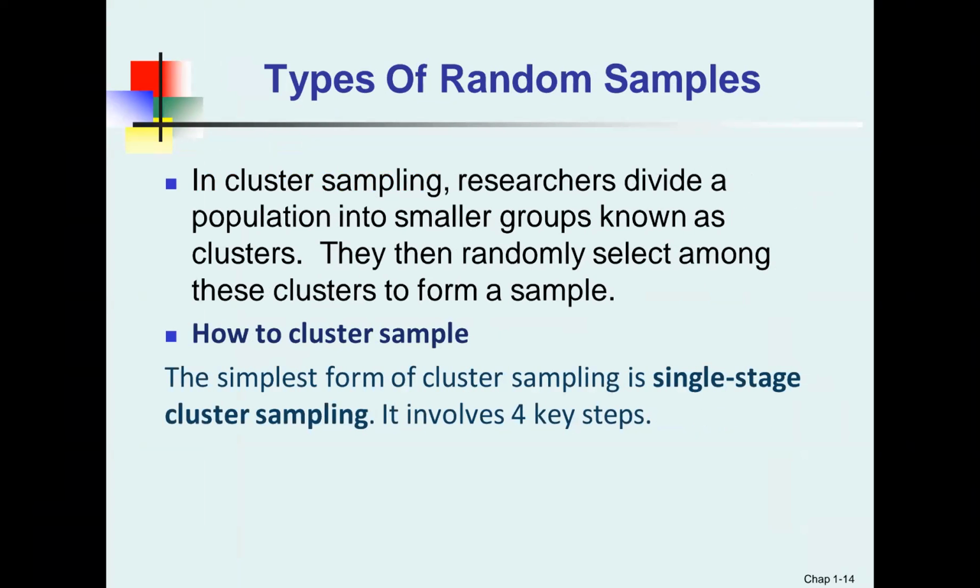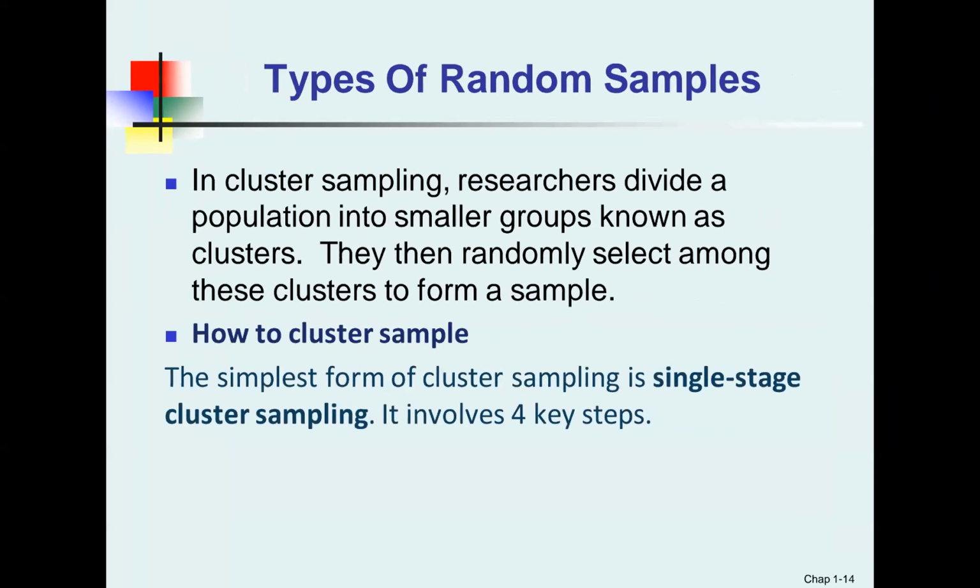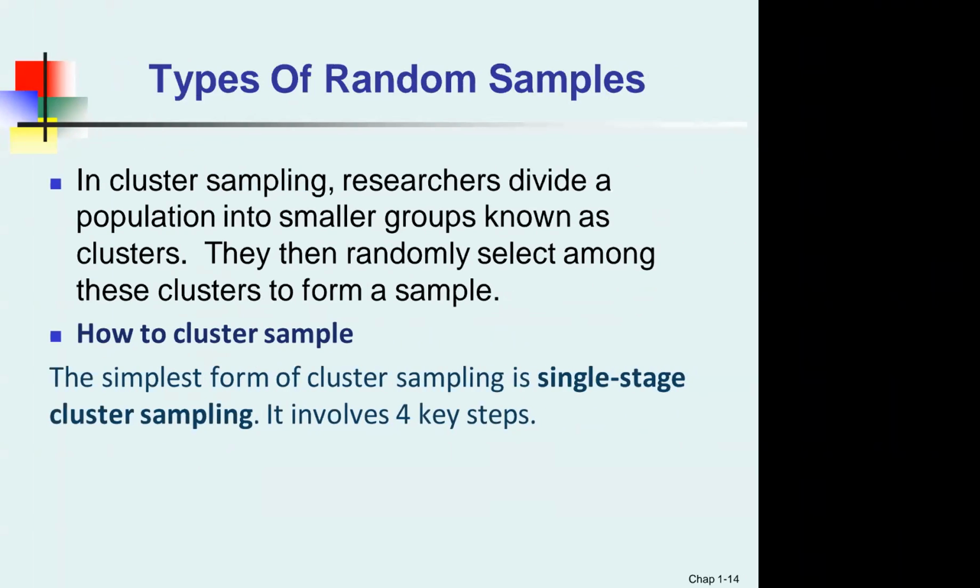So in cluster sampling, researchers usually divide a population into smaller groups that we call clusters. Then they randomly select among these clusters to form a sample. How to do cluster sampling? The simplest form of cluster sampling is single stage cluster sampling. It involves 4 key steps, and the following are the steps.